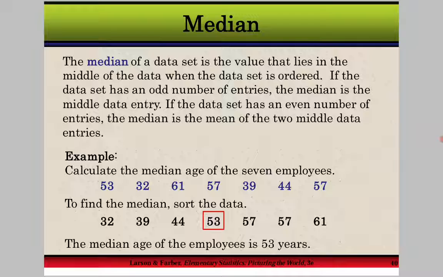So calculate the median of the 7 employees: 53, 32, 61, 57, 39, 44, 57. To find the median, sort the data in either ascending or descending order. That is 32, 39, 44, 53, 57, 57 and 61. Here the number of items is odd, so the median is 53. So the median age of the employees is 53 years.